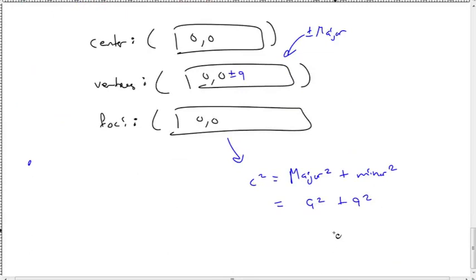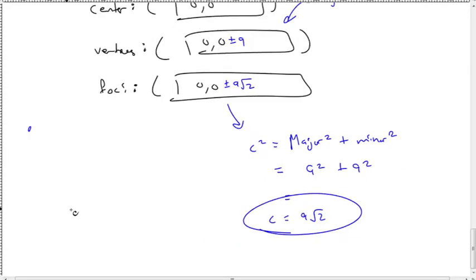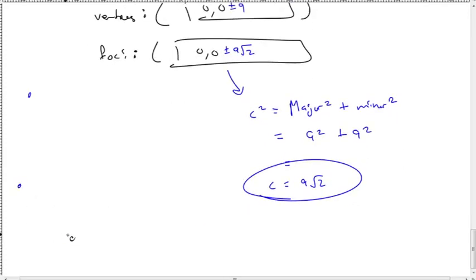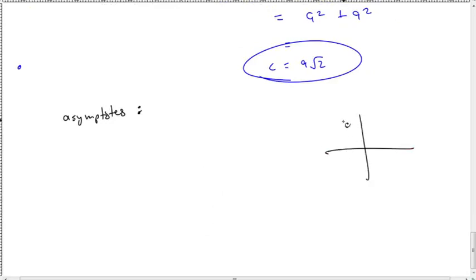It's whatever. And so what I want to do here is I find that's 81 plus 81, 162, square root it, you get 9 square root 2, basically. So plus or minus 9 square root 2. Okay, cool. Now, finally, for the asymptotes. Asymptotes. So every hyperbola actually has asymptotes, and let's talk about that for a second. Basically, they look like this.